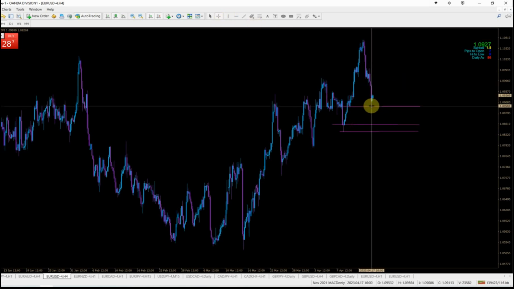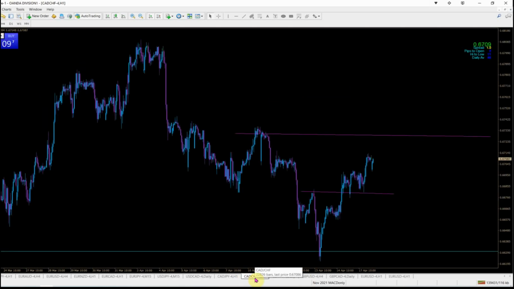In terms of round numbers, this line represents about the 1.09 area, so this could be something. But again, it's in the Asian session now, so not really much to look at right now. But this is another one I still have on my watch list.